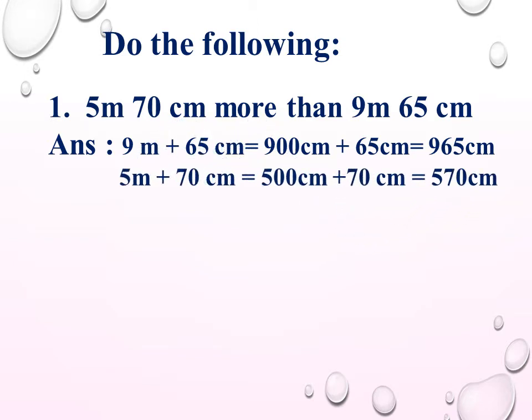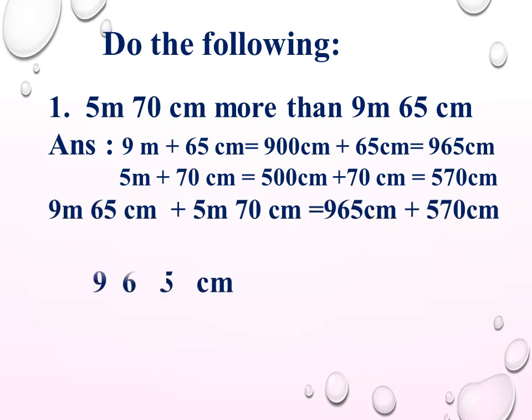Go for the next. 5 meter 70 centimeters is equal to, 5 meters means how many centimeters? 500 centimeters. 500 plus 70, which is nothing but 570 centimeters. Now we have to add these two values: 965 centimeters plus 570 centimeters.